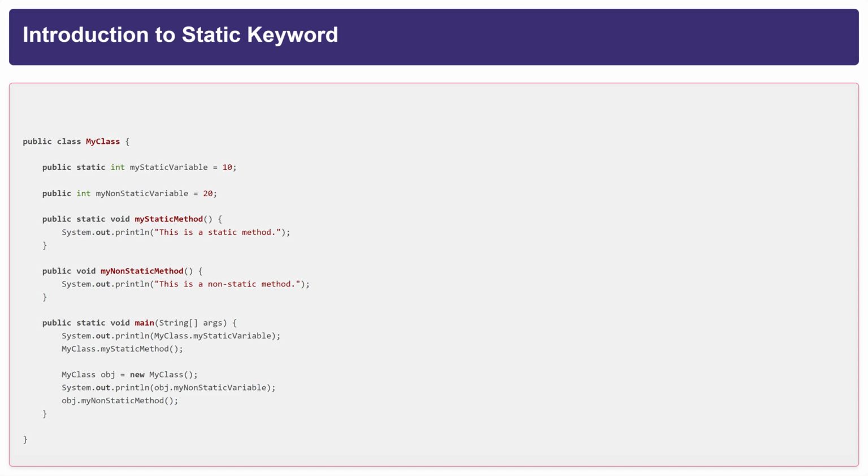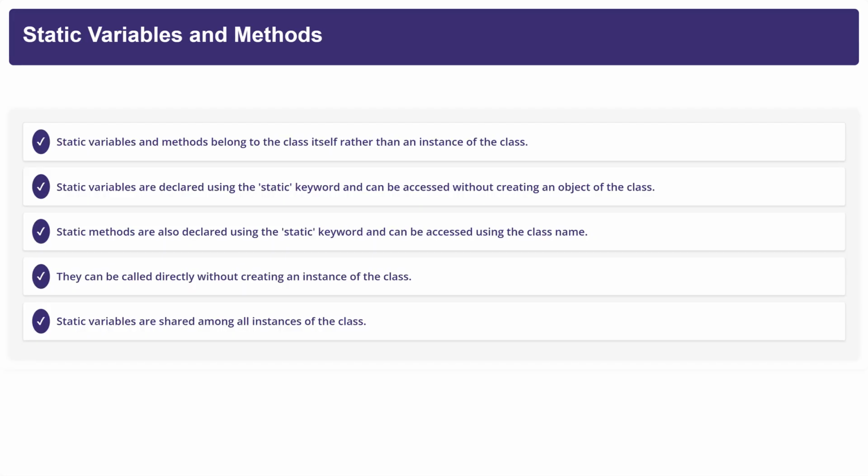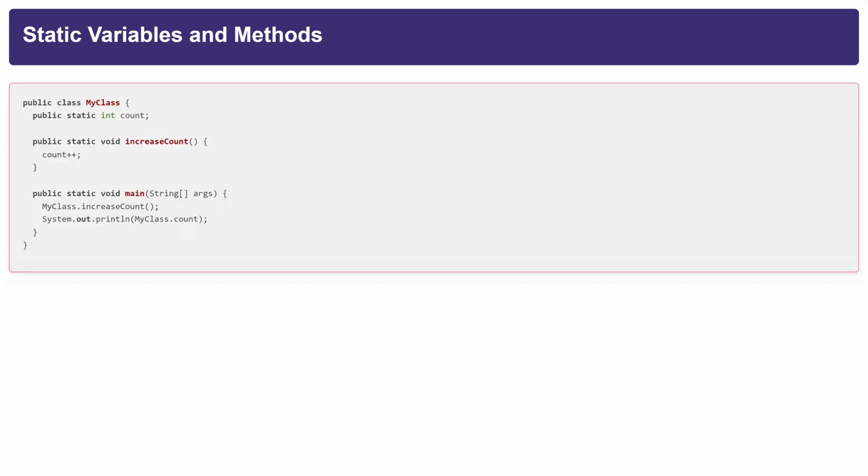In the main method, we can access the static variable and method directly using the class name. We can also access the non-static variable and method using an instance of the class. Static variables and methods belong to the class itself and can be accessed without creating an object of the class. They are shared among all instances of the class. Let's look at an example.